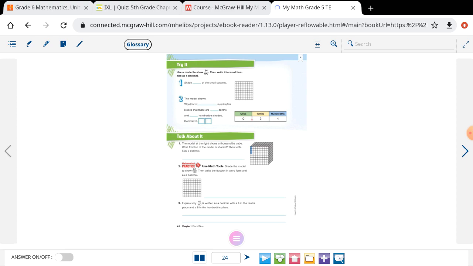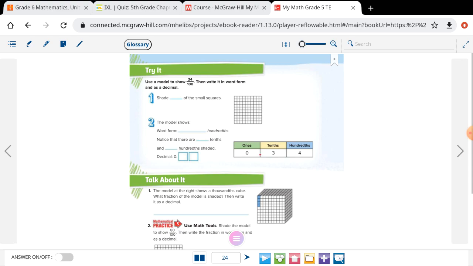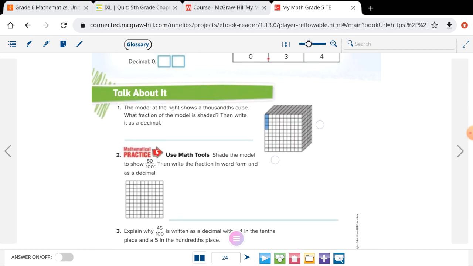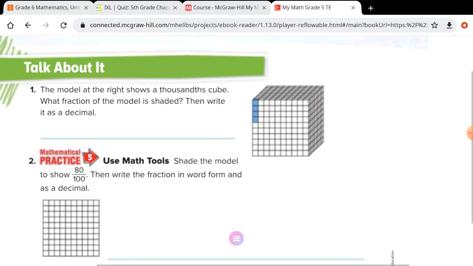Okay, the model at the right shows a thousands cube. What does it mean if it's a thousands cube? Elise? Yeah, it means there's 1,000 little cubes to make up that big cube. Okay, it says what fraction of the model is shaded? How many cubes are shaded? Ava? Look at your book. It might be easier to see in your book.